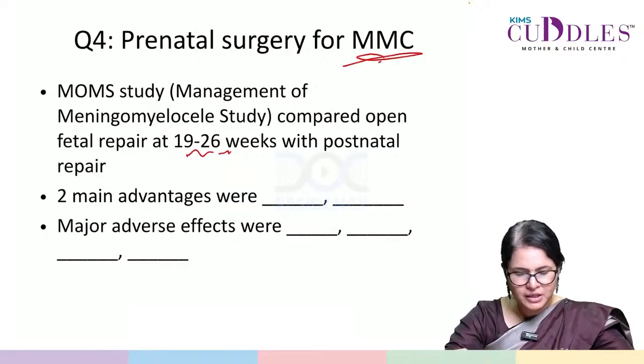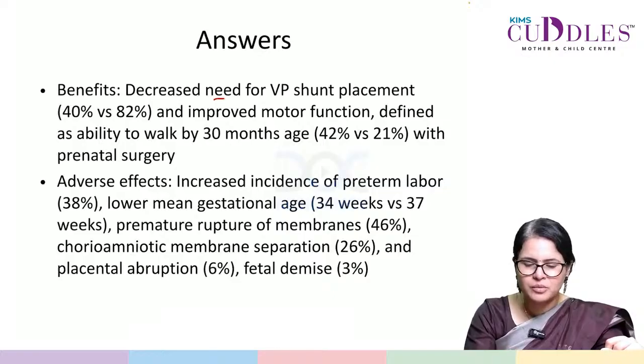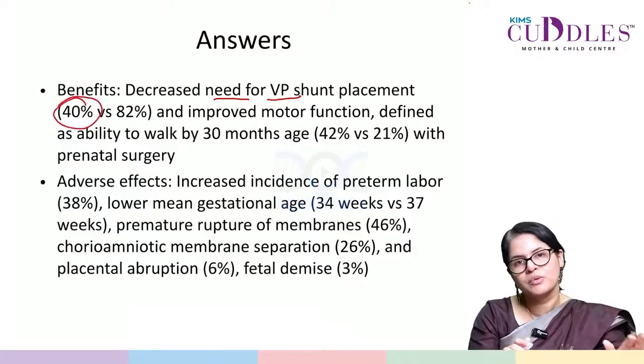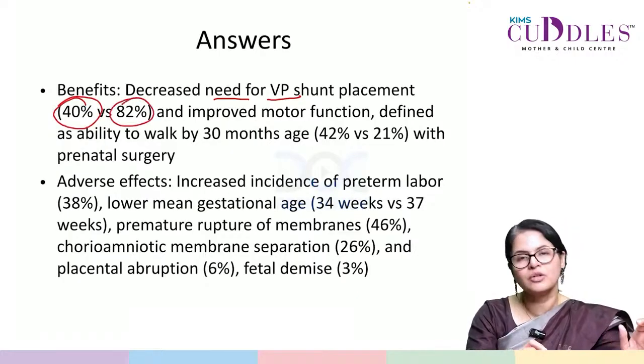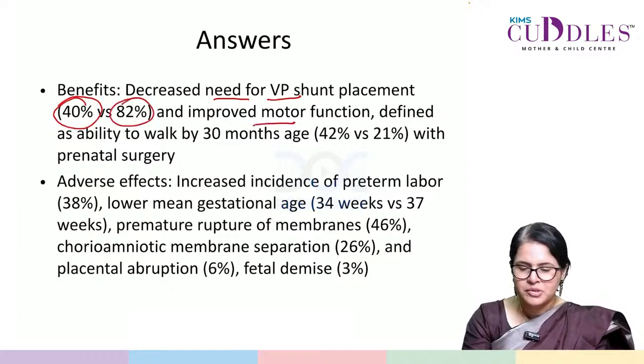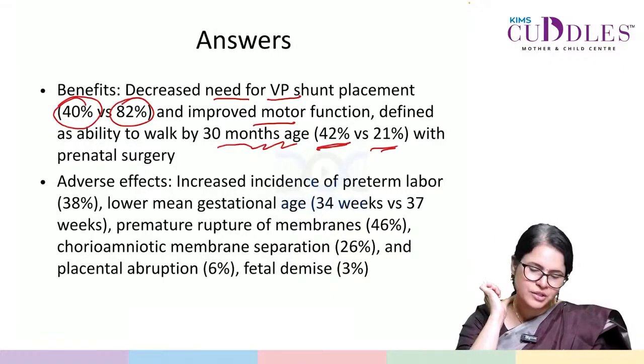So there were some advantages and some disadvantages of this study. The important benefit was a significantly lesser need for VP shunt placement postnatally. With the prenatal intervention group, it was only 40%, whereas 82% required a VP shunt postnatally. And there was also some improvement in motor function, defined as ability to walk by 30 months: 42% in the prenatal intervention group versus 21% in the only postnatal intervention group.